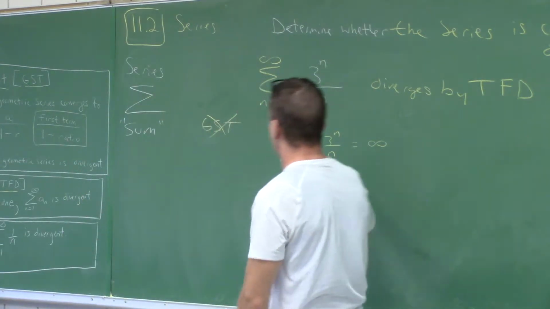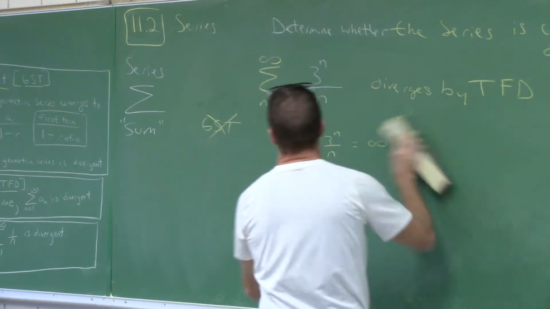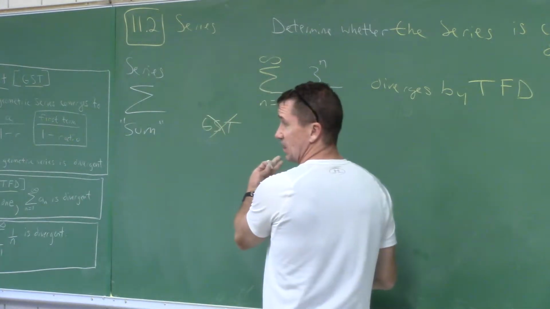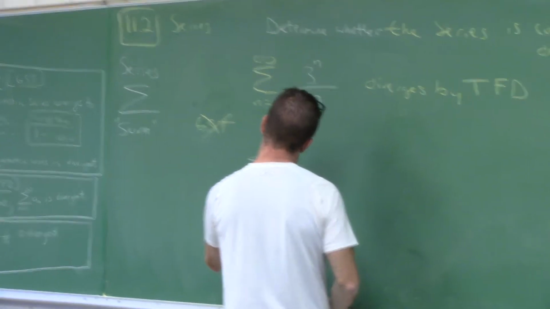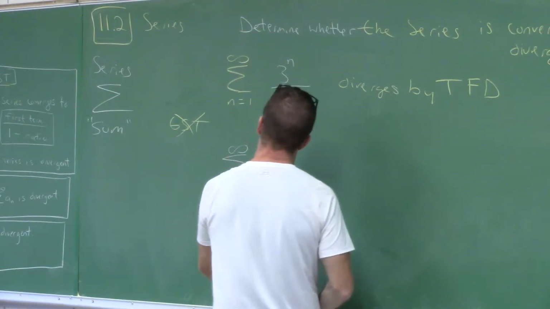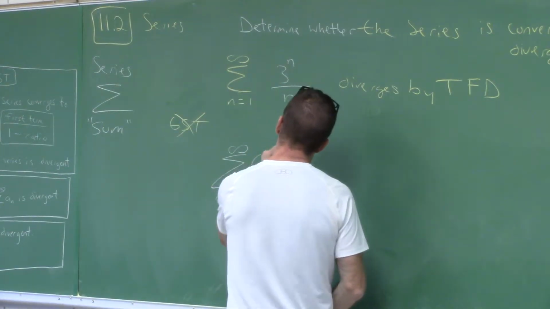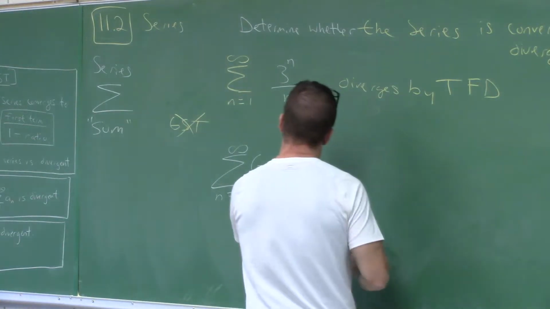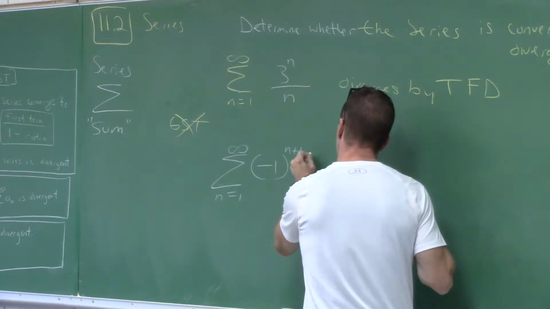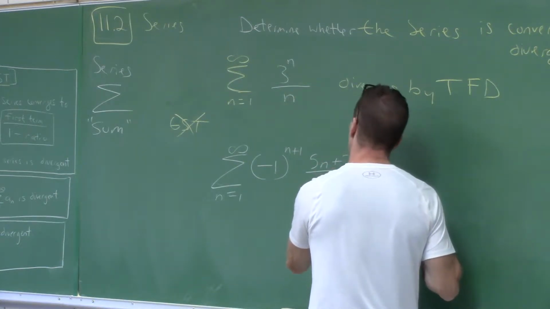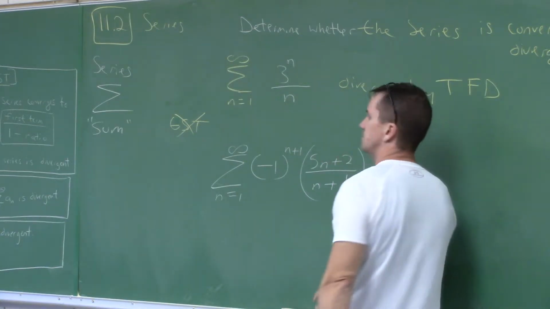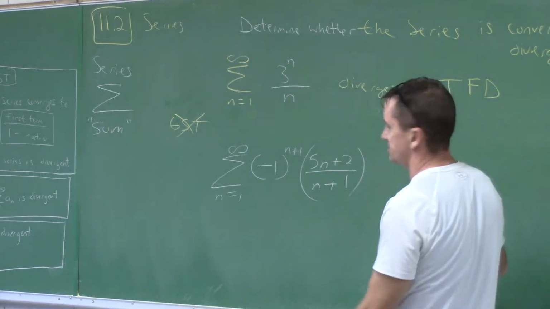Cool. Hey, let me give you another one. This is a great one. This is a quick one. Try this one, everyone. I'm taking something from earlier today. 5n plus 2 over n plus 1. Just something from earlier today.